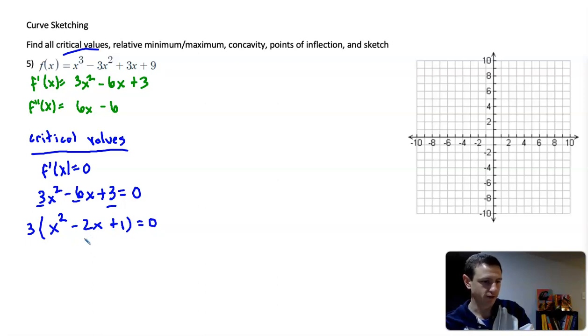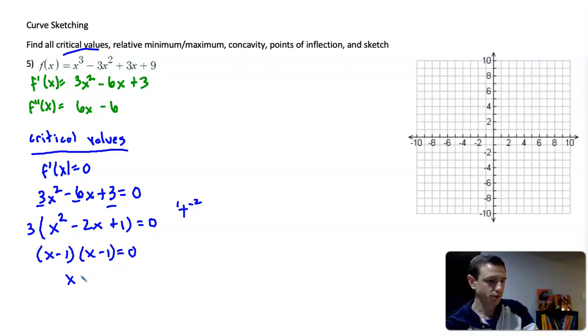Now I'm able to factor much easier. I don't have to sit here and worry about 3 times 3 and add up to negative 6. I can just worry about two numbers that multiply to 1 and add up to negative 2. Multiply to a positive, add up to a negative. Multiply to 1, 1 and 1. Want to add up to negative 2 though, so it's going to be negative 1, negative 1. 3 is a constant, so I'm not even going to bother with that. x minus 1 squared equal to 0. So we just get x equal to 1 for our critical value. x minus 1 equal to 0, we get x equal to 1.